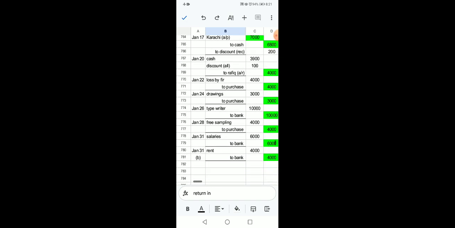So we will look if return in is present in other journal entries. Here you are coming down, these are vacant entries. Please check over here if return in is present. So no, return in is not present. That means posting of the return in ledger has been completed. It's time to calculate the balance.